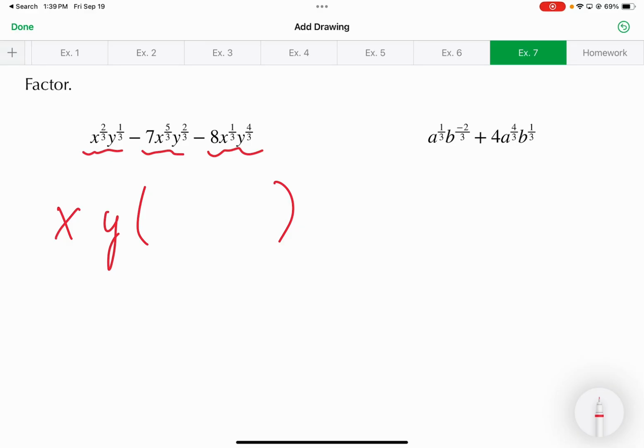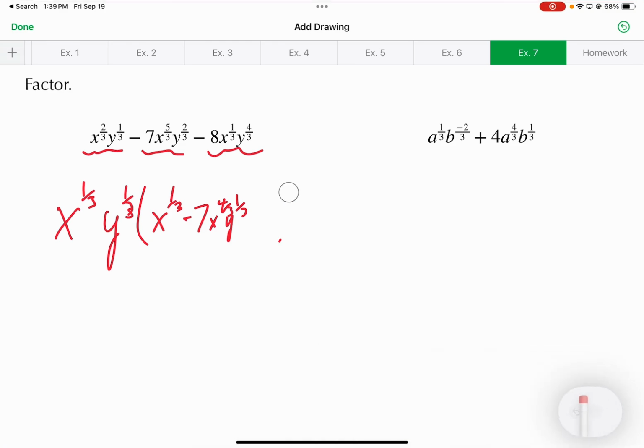X to the what? 1/3. And then what about y? 1/3. Okay, and then we got to play a game of subtraction for all of our terms. So for my first term, I had x to the 2/3. I take away 1/3, so I have x to the 1/3 that survives, right? And then for y, I took out y to the 1/3, so I don't have any y values left. Minus 7. Okay, so for x, I take out 1/3 from 5/3, leaving me with 4/3. What about my y values? I have 2/3 there. I took out 1/3, so then I have y to the 1/3.